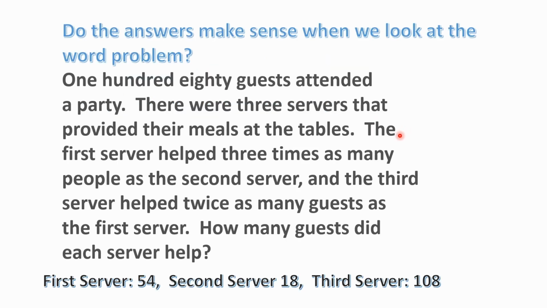So do the answers make sense when we look at the word problem again? We said 180 guests attended the party. There were three servers. The first server helped three times as many people as the second server, and the third server helped twice as many guests as the first server. We said the first server helped 54 people, which is three times as many as the second server. And the third server helped twice as many people as the first. 54 times 2 is 108. So that completely works out.